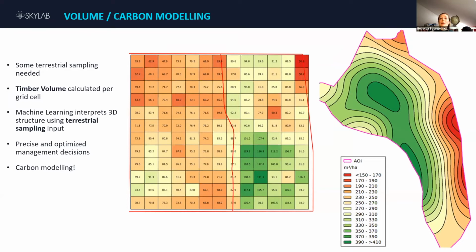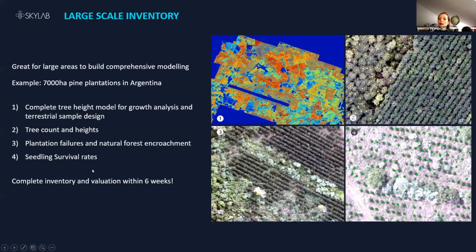But based on the information from the tree height model, those terrestrial sampling plots can, of course, be significantly optimized and reduced. And this kind of analysis lends itself much better, in fact, to application on larger scales.